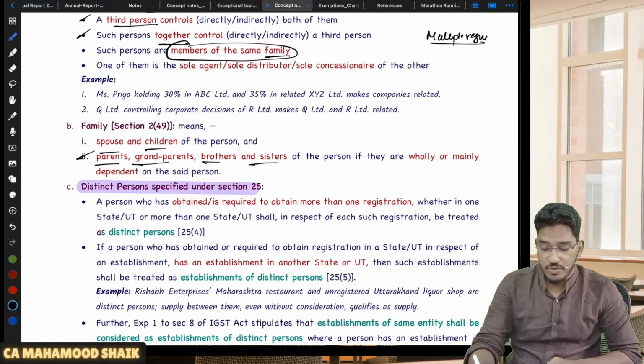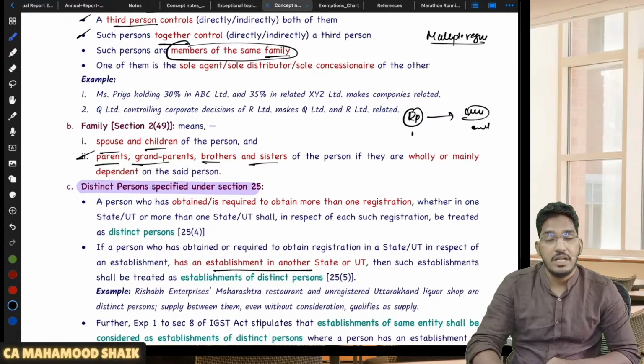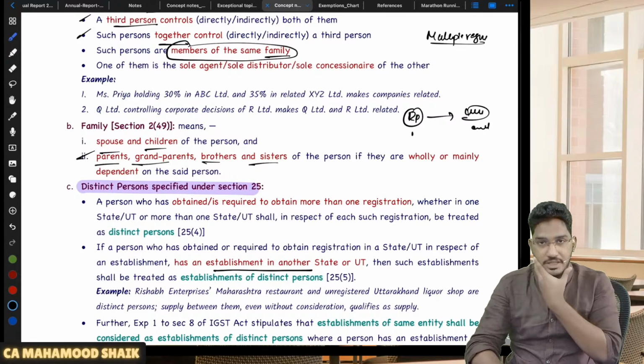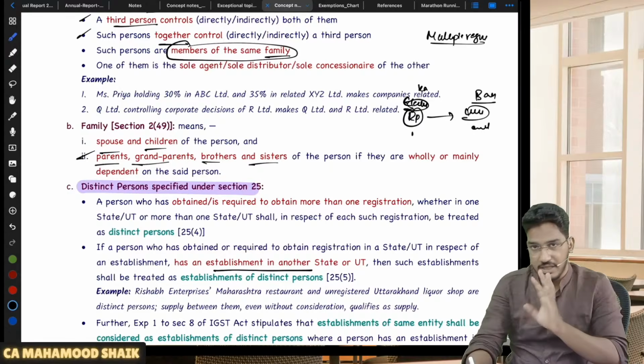And also they say one more thing here, establishments of distinct person, which means that if you have a registered place of business in one state, and an unregistered place of business in another state, then also they will be deemed to be establishments of distinct person. Let us say, for example, I am running an electronic store in Karnataka, whereas in Tamil Nadu I am running a bar where I am selling alcoholic liquor for human consumption.